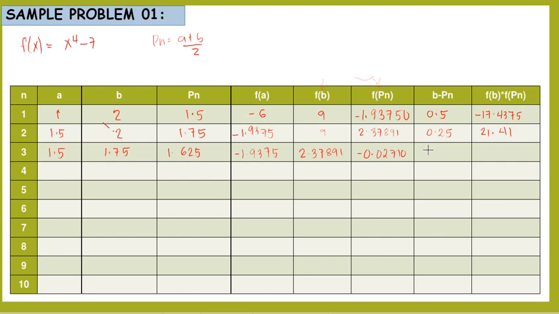And then yung B minus PN natin is equal to 0.125. And then ito, yung value natin dito sa last column natin is equal to this value. So just have to multiply function of B multiplied by function of Pn. Okay. Ngayon naman, etong value natin negative. So yung A natin is yung Pn. Kasi negative nga. So yung A natin is yung value ng Pn natin. This is 1.625. Okay? So yung B pa rin natin is 1.75. So getting the midpoint of this, that is 1.6875.